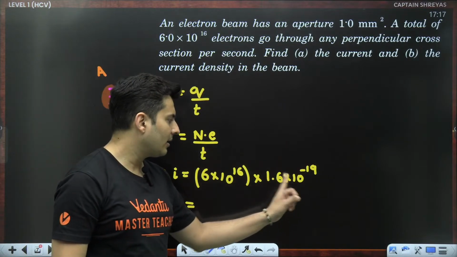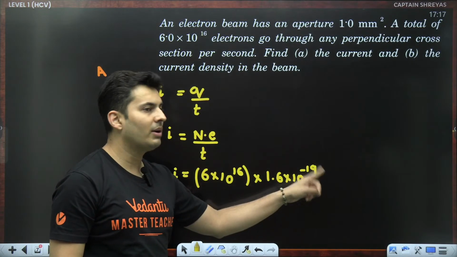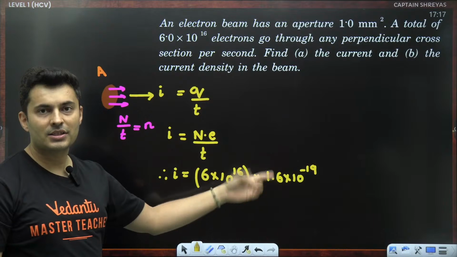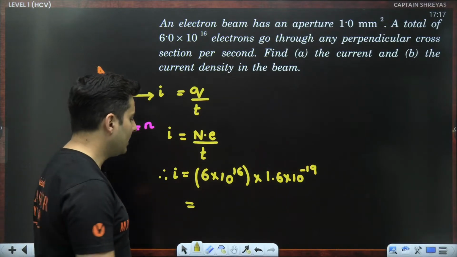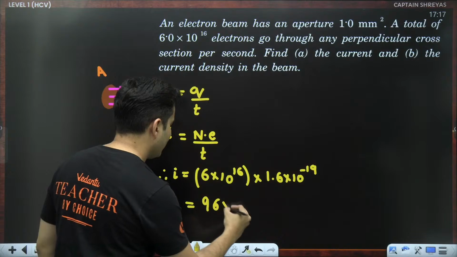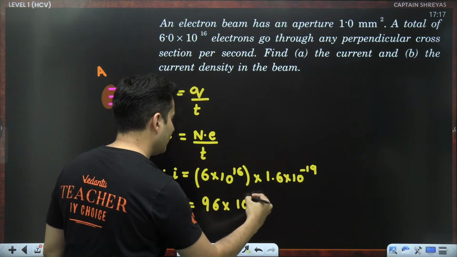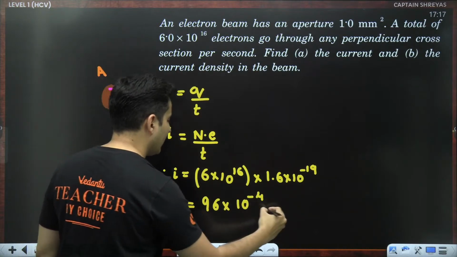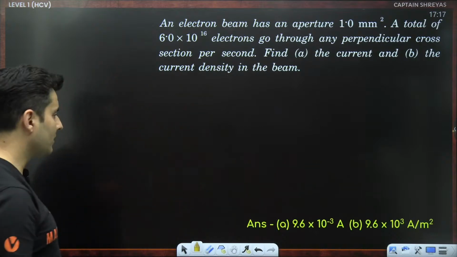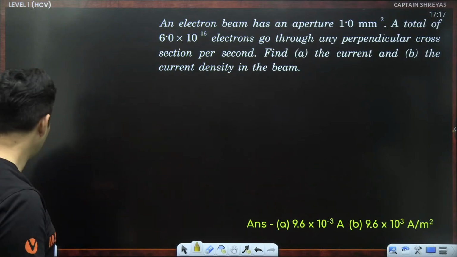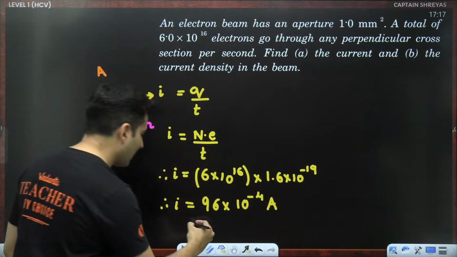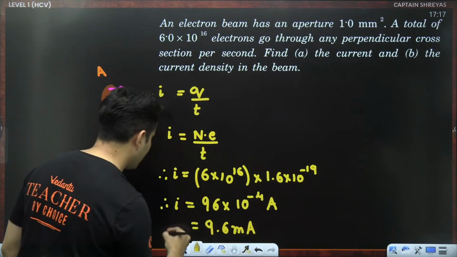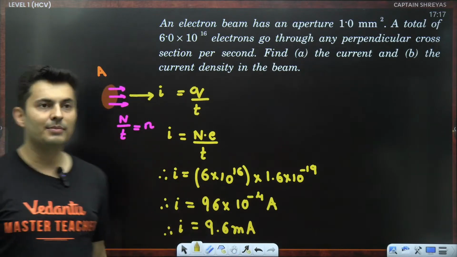So this 1.6 I can write as 16 into 10 to the power minus 20. So 16 into 6, my dear warriors, right? So that is 96. And what else is there? The powers of 10. So that will make it 10 to the power minus 4. So that's it. That is the current. Current is 96 into 10 to the power minus 4 amperes, which is also 9.6 into 10 to the power minus 3 amperes, which you can also write as 9.6 milliamperes. That is also fine. So 9.6 milliamperes.